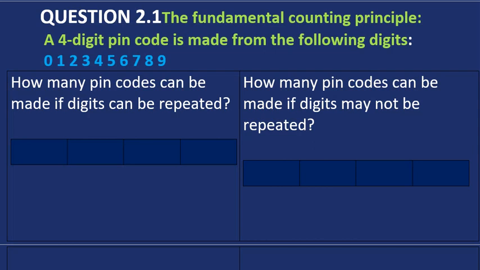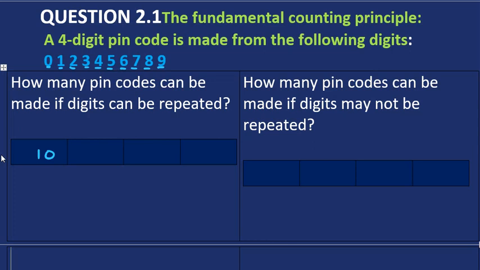Let's look at the different questions. How many pin codes can be made if the digits can be repeated? You must always look at the fundamental counting principle from the options that you have. So you're making a 4-digit pin, and you're going to choose from the 10 digits. From 0 to 9, you've got 10 digits. How many digits do you have to choose from for your first digit in your pin? You can choose from 10.